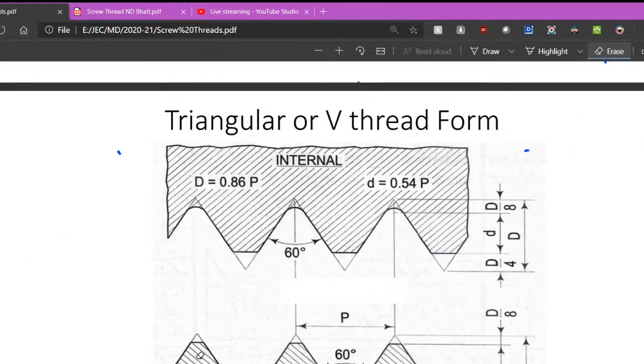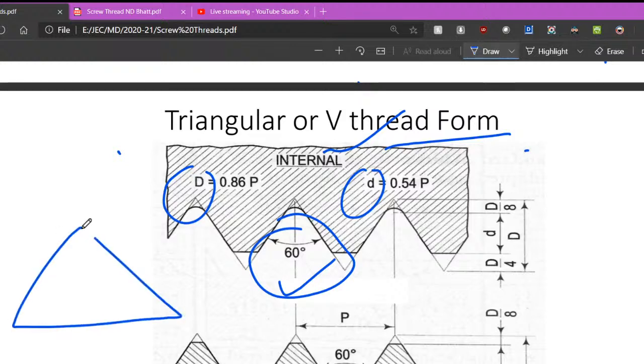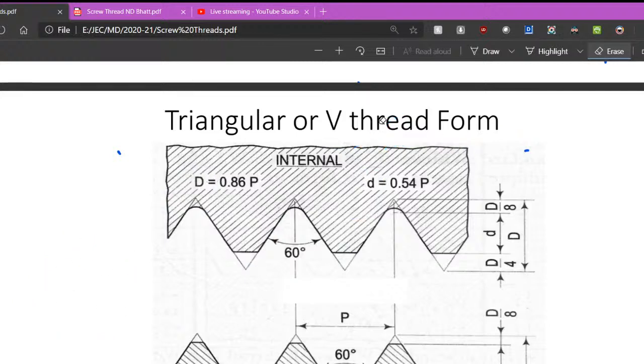Next is like this, what is D, what is small d. In triangular or V thread, the standard thread angle is 60° for V thread, because we have got it from the fundamental triangle, so 60°. Now D is your theoretical diameter. I will discuss what is theoretical diameter. And small d is your actual diameter.